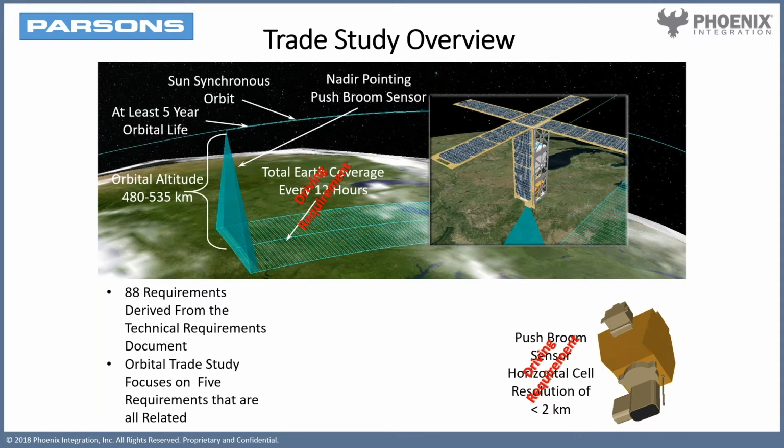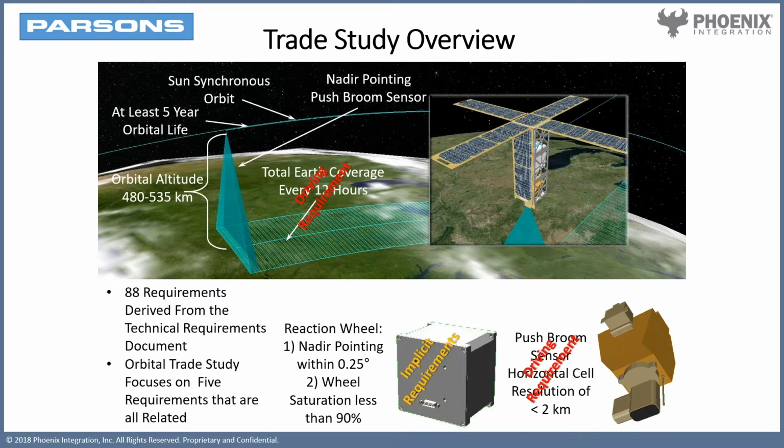The main design variable that would drive that was the orbital altitude, which they could vary from 480 to 535 kilometers. And then they were also able to look at a reaction wheel, which the logistics and the engineering for that was done by a supplier that was based in Colorado Springs, which they integrated into their workflow as well. So the reaction wheel itself had requirements that it needed to meet given the pointing and the saturation.